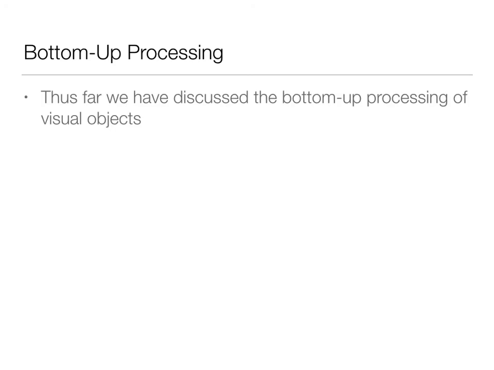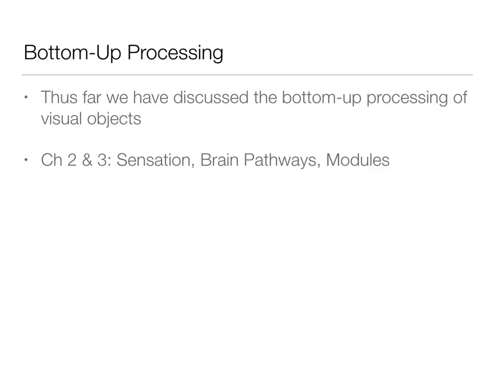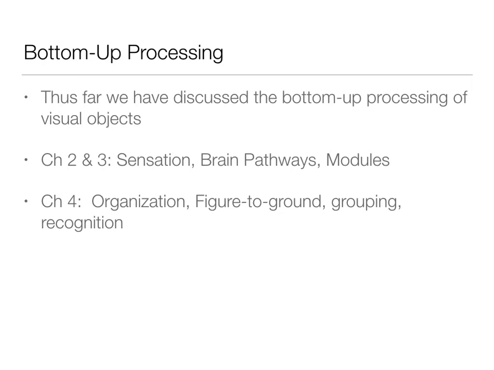So up until this point, we've really talked about bottom-up processing. In chapters 2 and 3, we talked about literally from the bottom up, right? We talked about the spectrum of light. We talked about neurons. We talked about the brain pathways that information gets into. We talked about the anatomy of the eye. We talked about modularity in chapter 3. Even in chapter 4, we've been focused on bottom-up. How do we organize these things? How do we figure out what's the figure versus the ground? How do we then group these things? And then how do we recognize these things? We've built it from the bottom up.